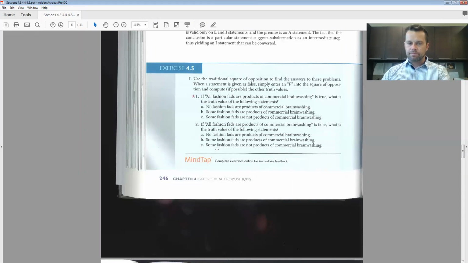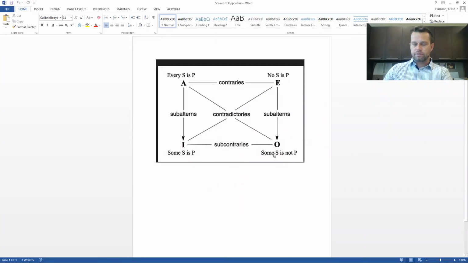Finally, some fashion fads are not products. Some F are not P. So we know that our last statement, some S is not P, is an O-form statement. So A is given as false. And then we have the contradictory relation across on the diagonal in the traditional square. Contradictory relation is one such that the truth values are always different. Now, an undetermined truth value will always be contradictory to an undetermined truth value. But since A is given as false, we know that the corresponding O statement then must be true.